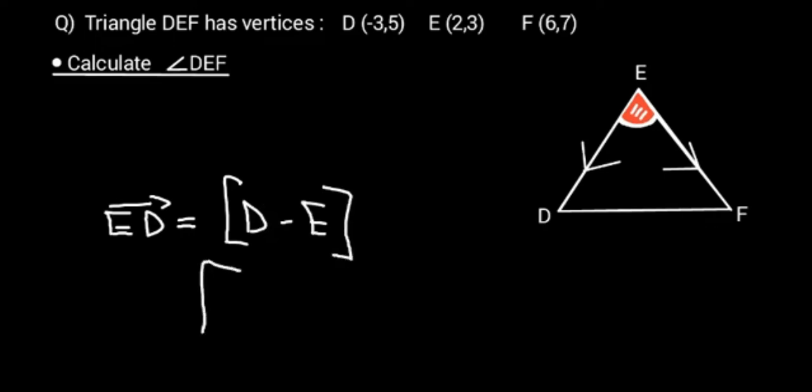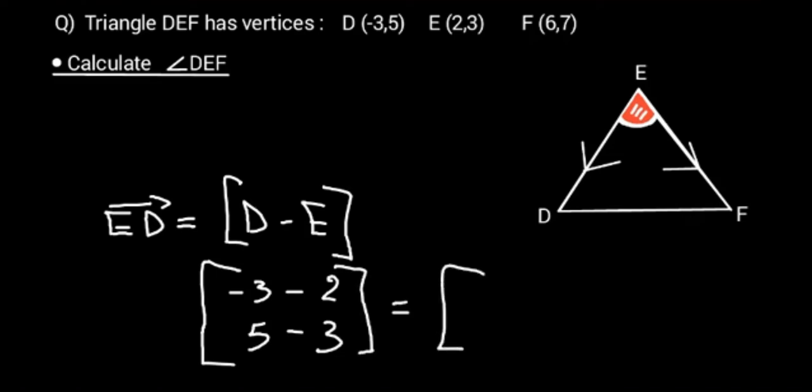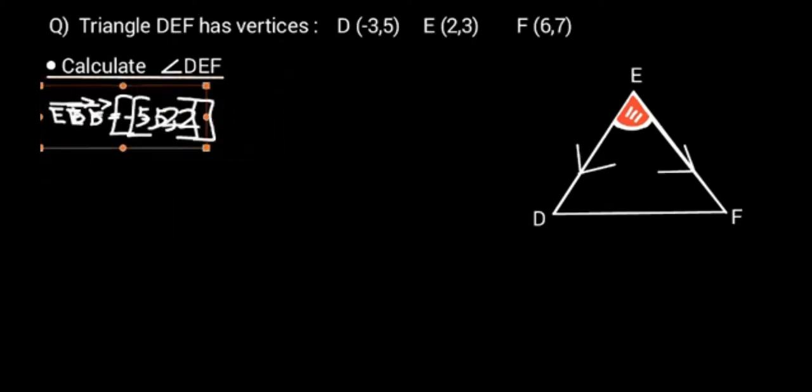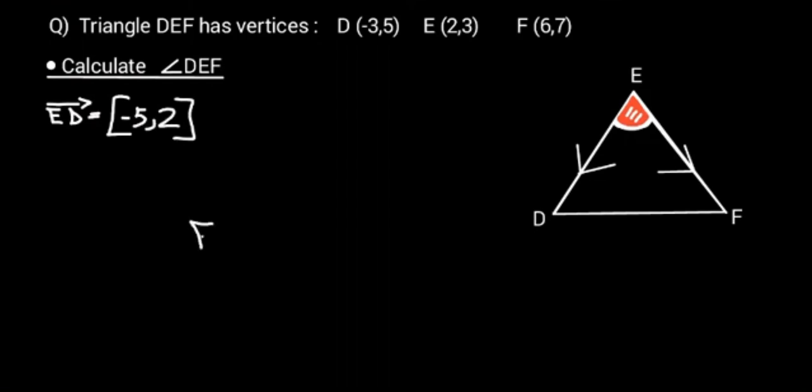So we have the D coordinates, which is -3 and 5, and we drop the negative sign. And then we have E, which is 2 and 3. That will simply give us coordinates of -3 minus 2, which is -5, comma, 5 minus 3, which is 2. Perfect. Next, we do the same thing for EF.